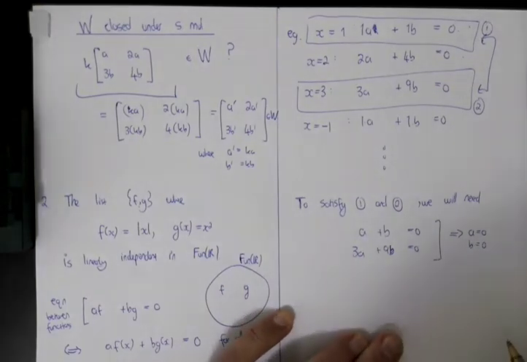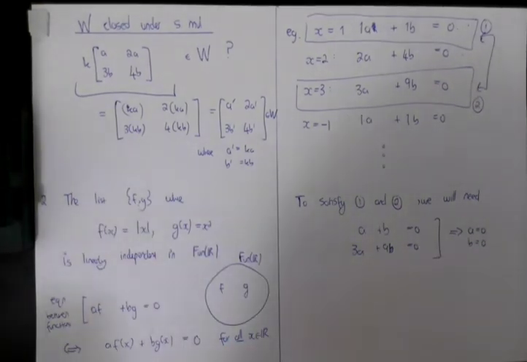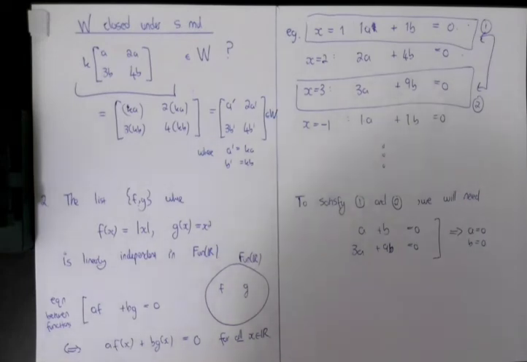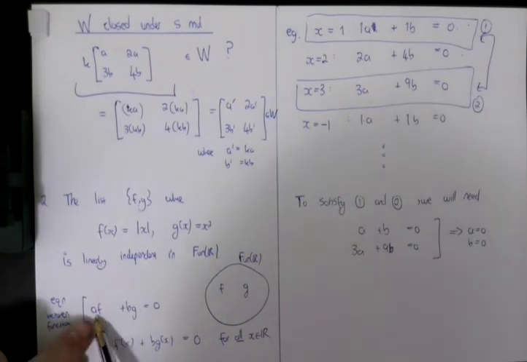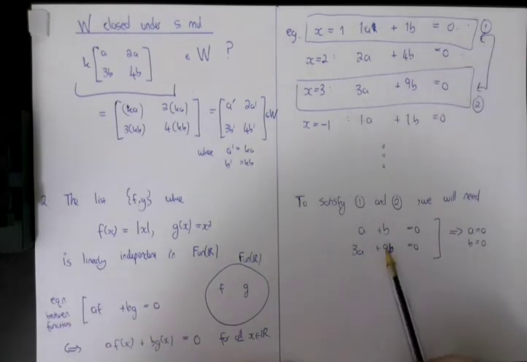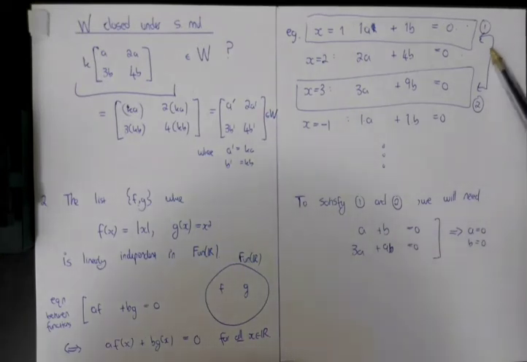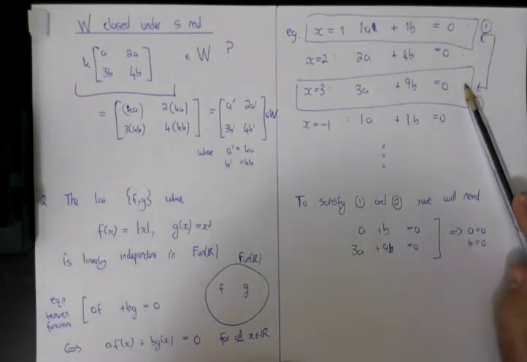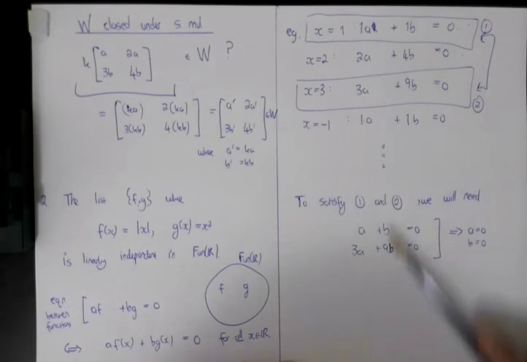Okay, so we conclude that the functions are linearly independent because I considered the equation af plus bg equals 0. I showed that this implied that definitely a had to be 0 and b had to be 0, because that's the only way that we could solve these two equations, let alone all the infinitely many equations.